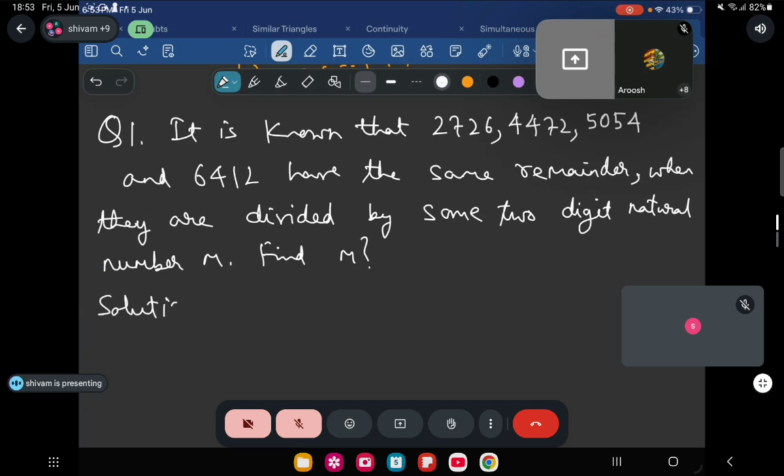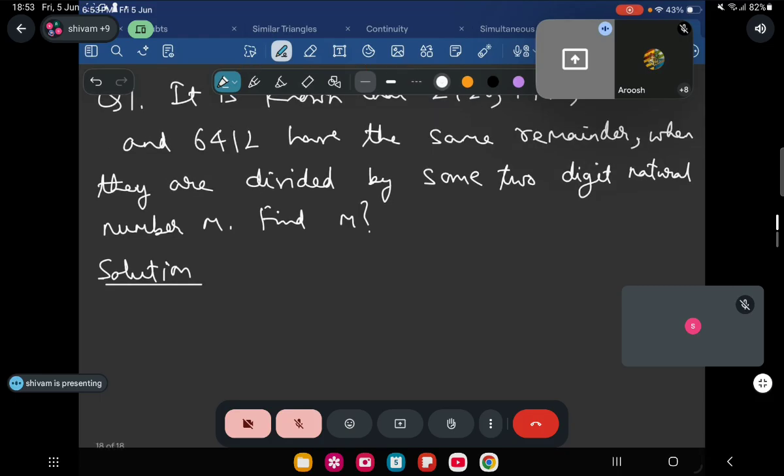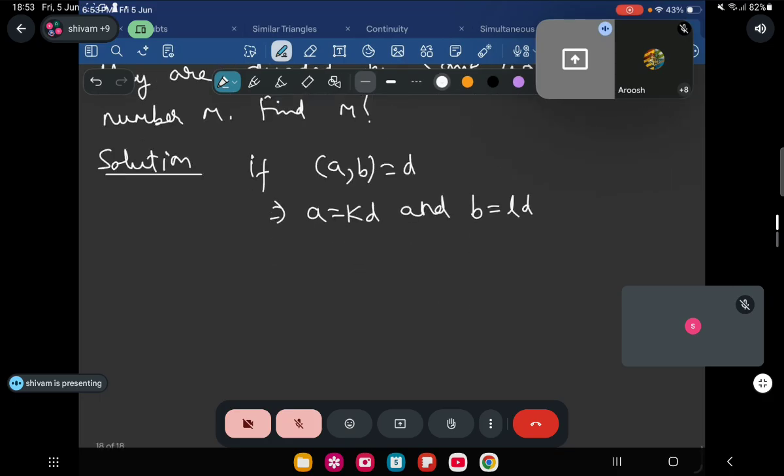Those who don't remember this property, pay attention. For example, if HCF of A and B is equal to D, can I say that A is equal to KD and B is equal to LD? So if I take the difference A minus B, it is still divisible by D, right or not? Can you understand? Yes or no? Okay, so that is what I'm going to use over here.